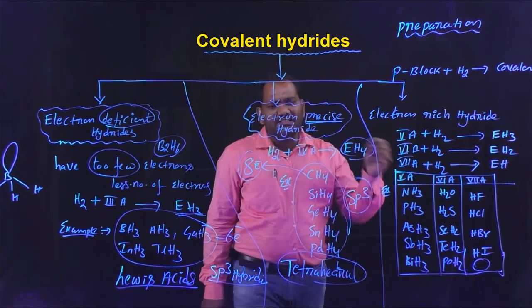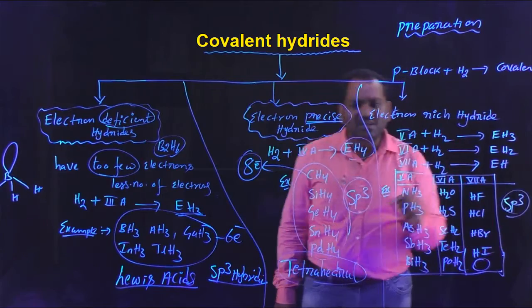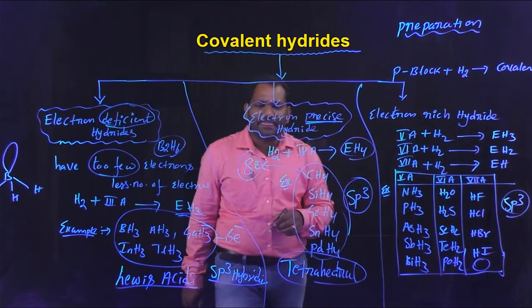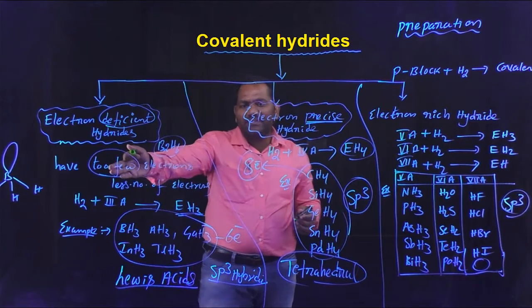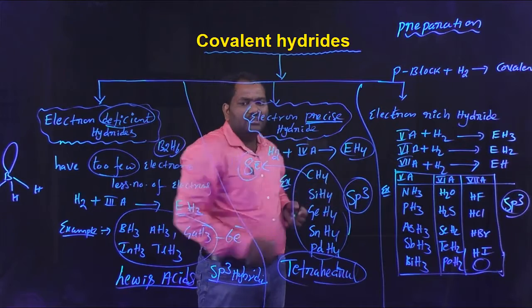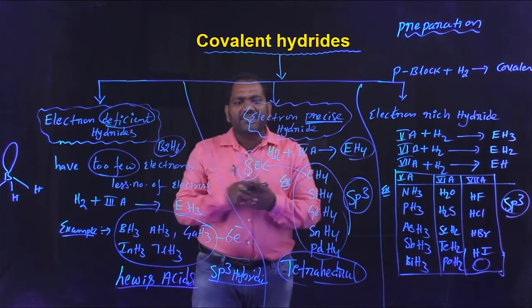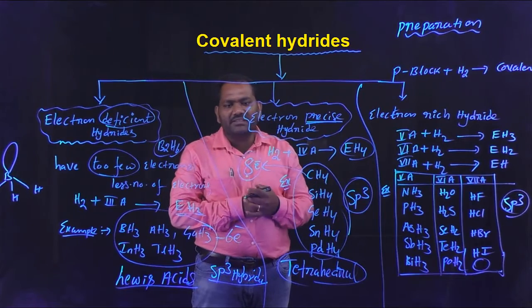All these also undergo sp3 hybridization. But here the shapes are different. Here these are having planar shapes. These are having tetrahedral shape. And these are electron rich hydrides, each one having each group's elements.